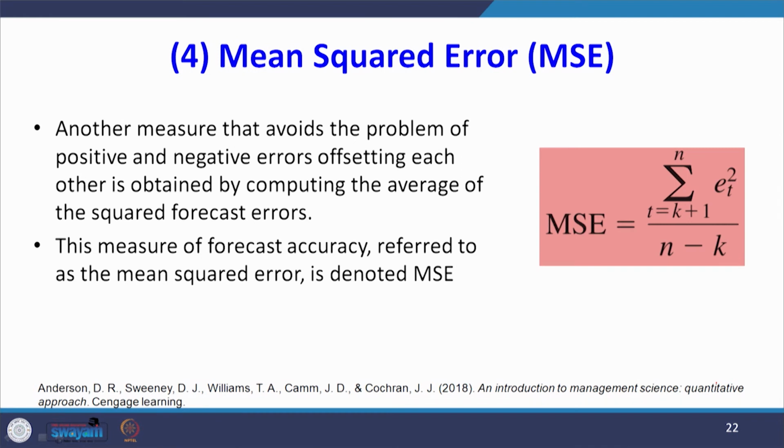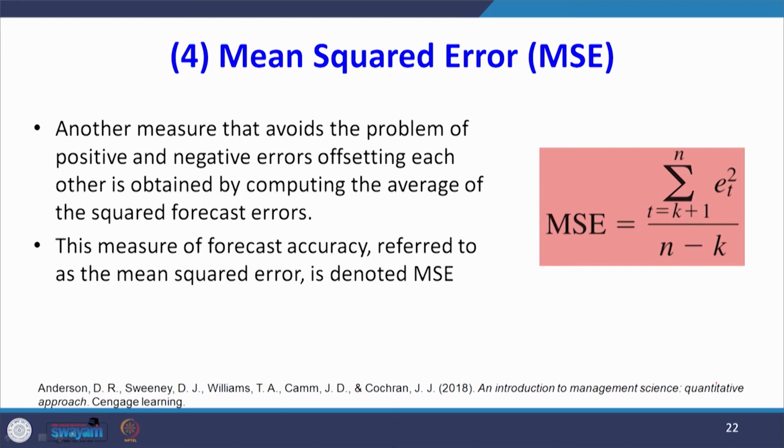The next measure is mean squared error. Another measure that avoids the problem of positive and negative errors offsetting each other is obtained by computing the average of squared forecast errors. Previously, we did not square the error; we simply added the errors, then divided by the number of periods. Here it is 11, because we have forecasts for only 11 periods. So, this measure of forecast accuracy is referred to as mean squared error.